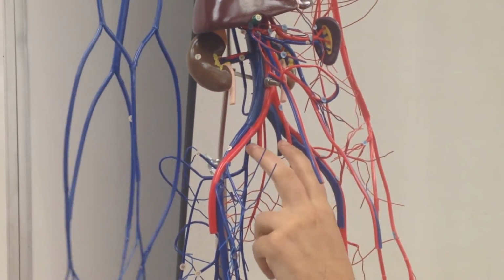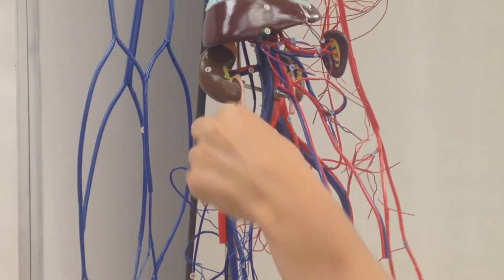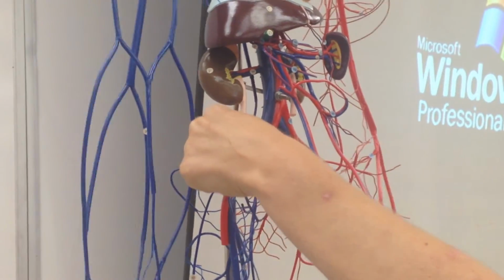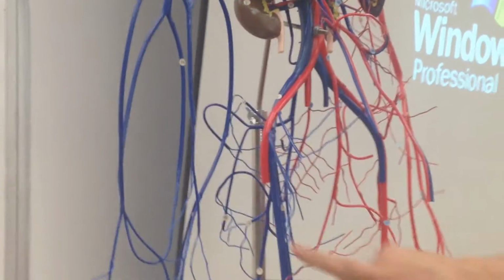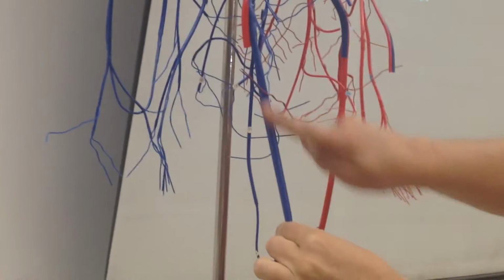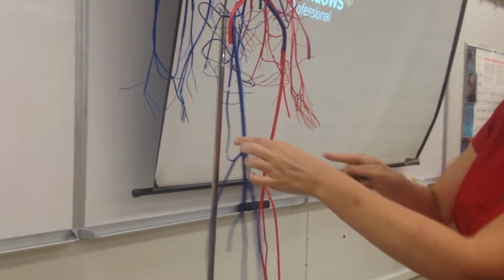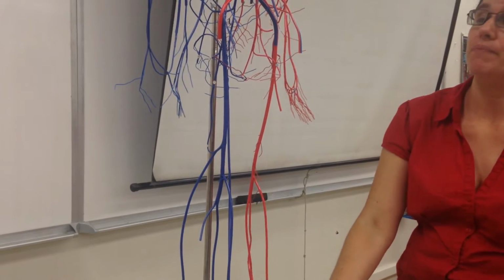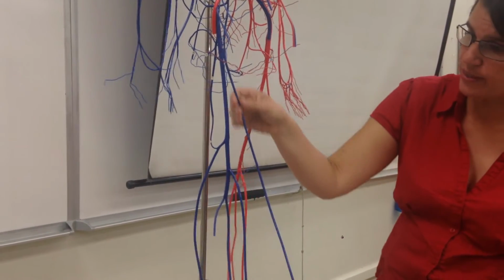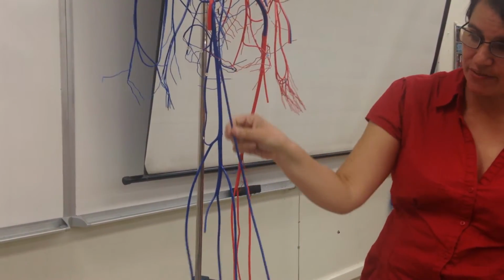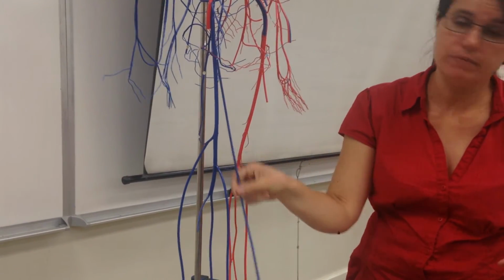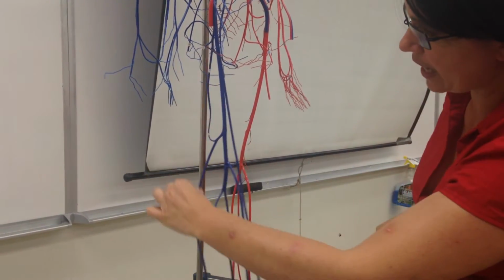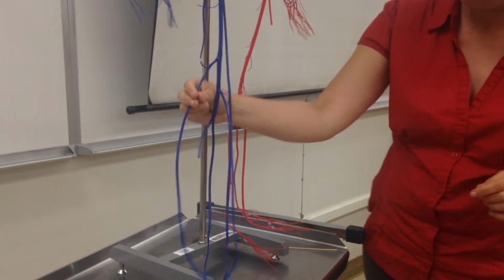This is the internal iliac veins. This is an external iliac vein. This main one right here, this is the femoral vein. Now we've got a couple of superficial ones here. So the one on the medial side, this is the great saphenous vein right here. The one on the lateral side is the small saphenous vein.